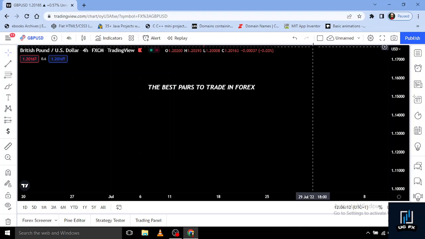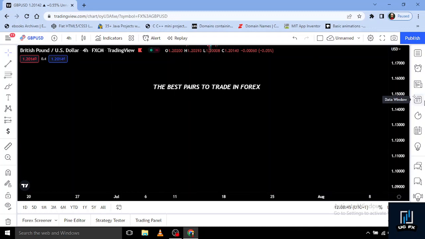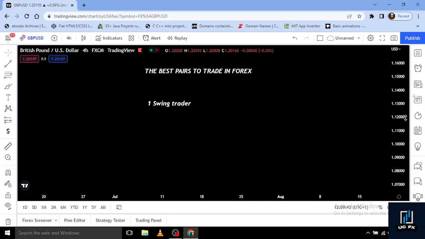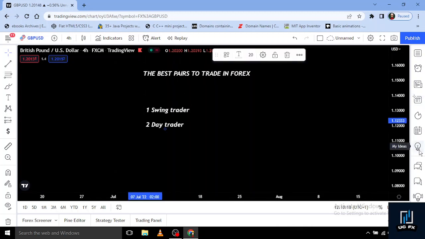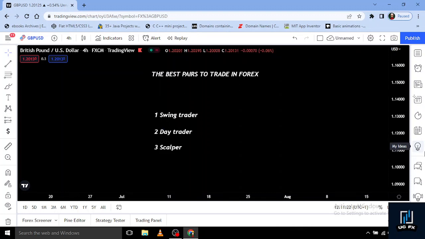Without wasting much of your time, let's get into what we have for today: the best pairs to trade in Forex. First of all, you would have to ask yourself this question: what type of trader am I? Am I a swing trader, a day trader, or a scalper? If you can answer this question, then the problem is half solved.